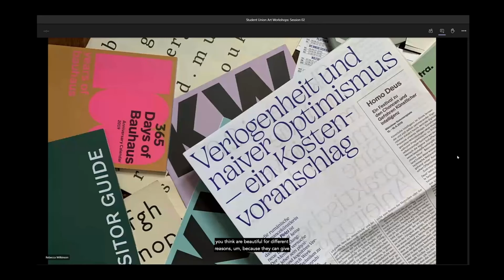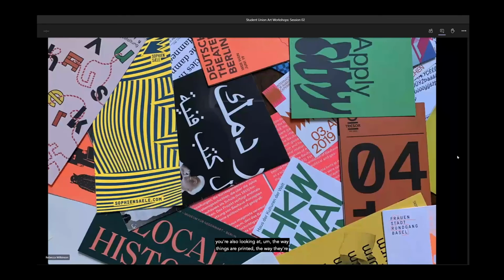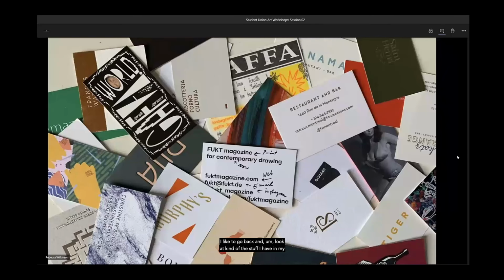Collect the things that you think are beautiful for different reasons, because they can give you ideas about layout, about color. And what's really important about this, that you can't find online, is that you're also looking at the way things are printed, the way they're folded, the way they feel, the tactile quality of them. So when I get to a point in any design project where I have an idea, I like to go back and look at the stuff I have in my drawer for some formal inspiration once I've nailed down a general concept.